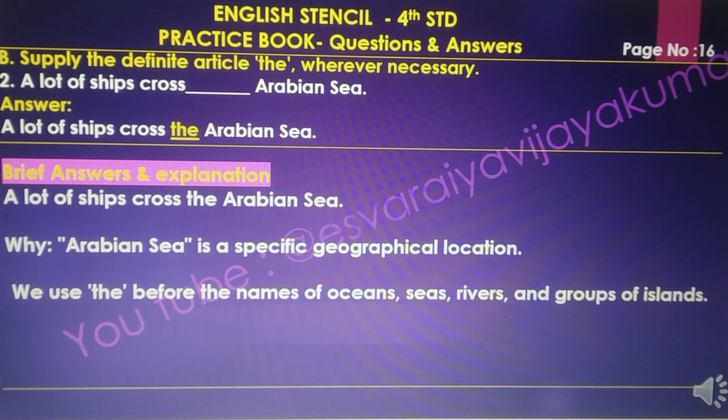And the second one: a lot of ships cross the Arabian Sea. The answer is: a lot of ships cross the Arabian Sea. The brief answer and the explanation of these questions. A lot of ships cross the Arabian Sea. Why? The Arabian Sea is a specific geographical location. We use "the" before the names of oceans, seas, rivers, and groups of islands.